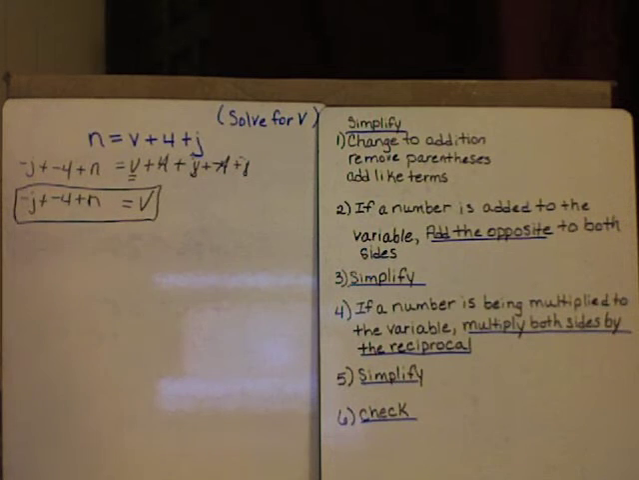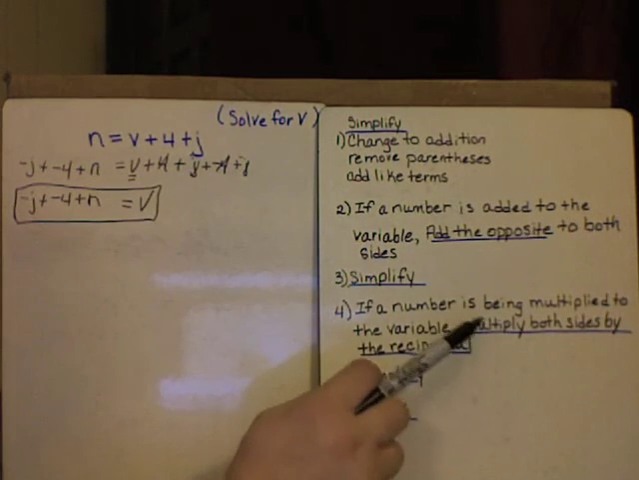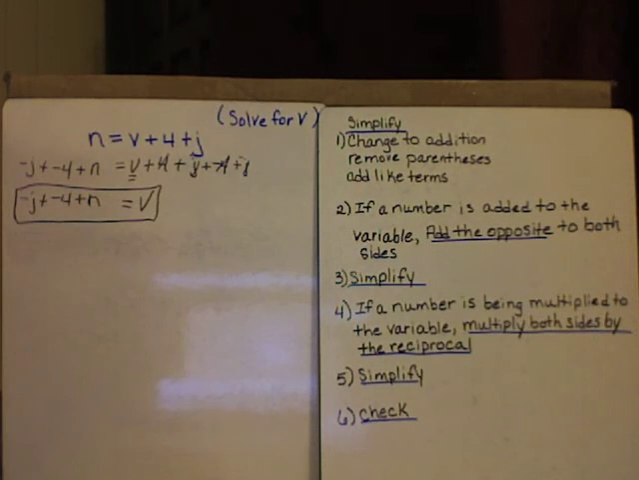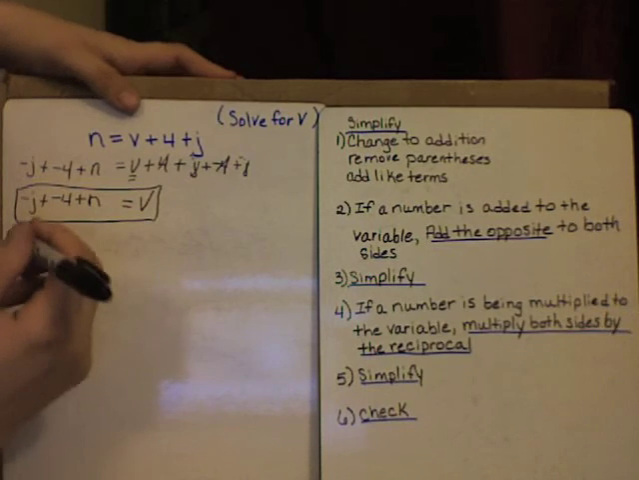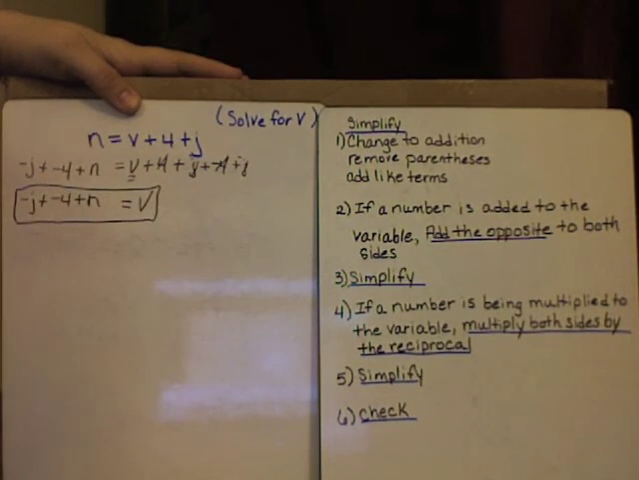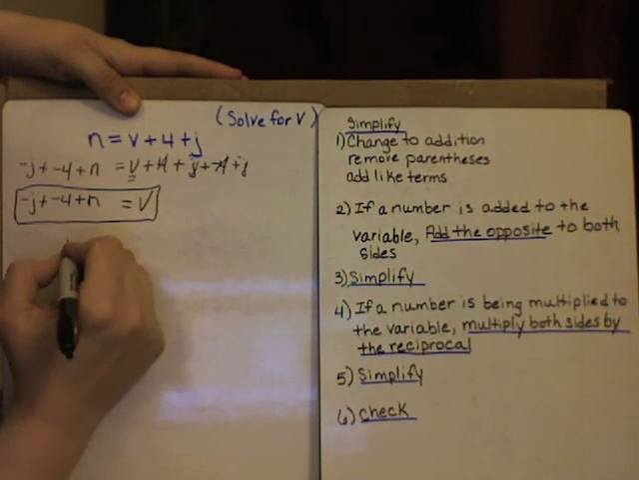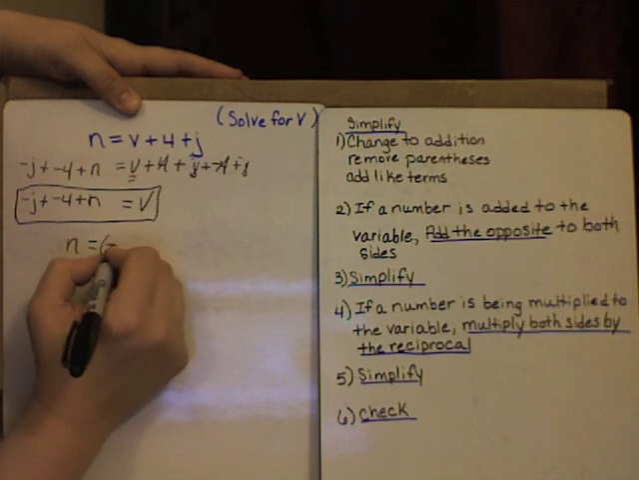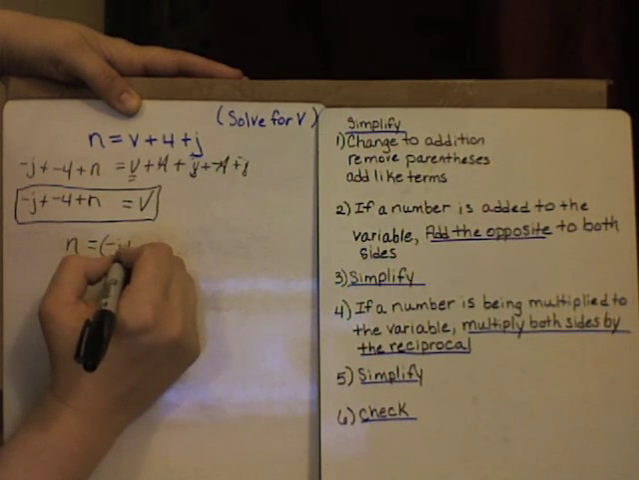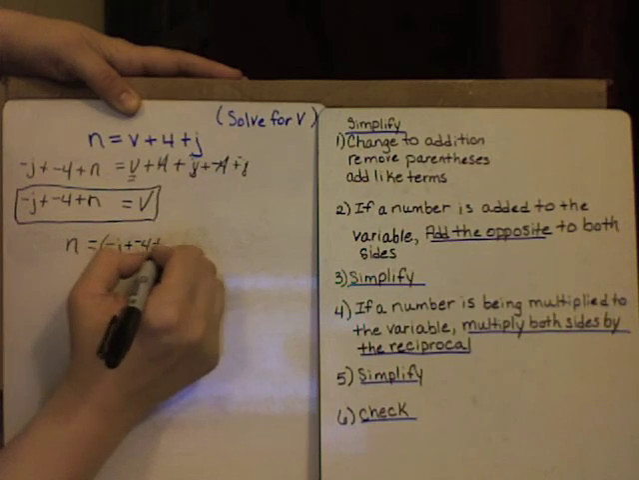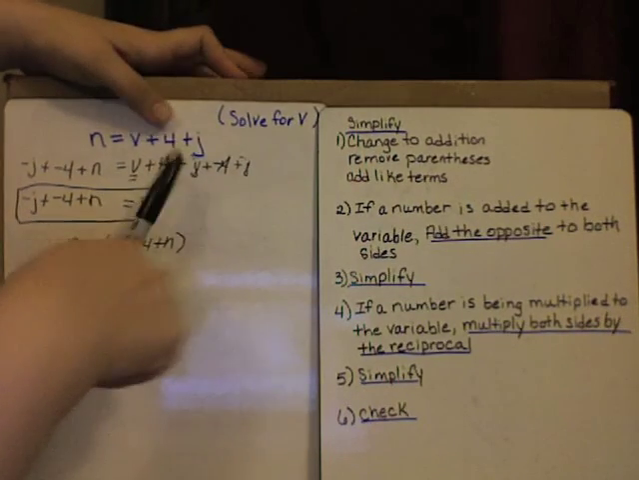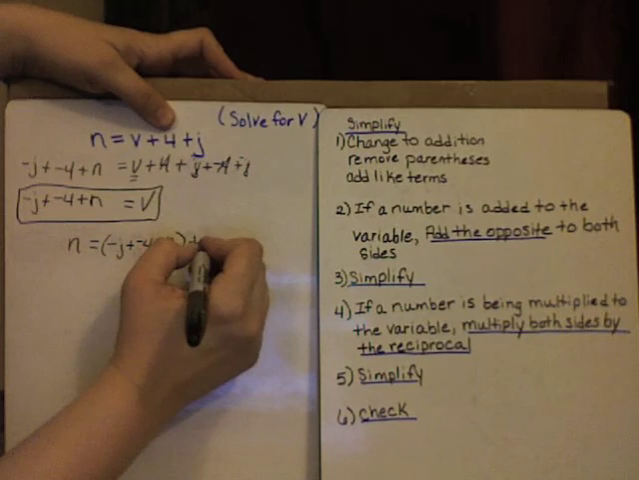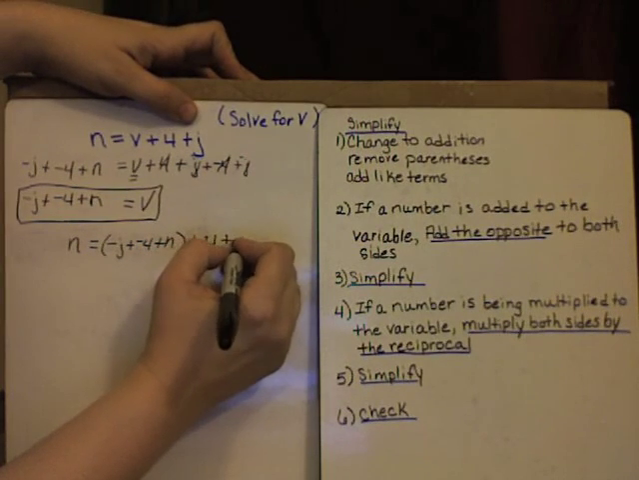We know that this is our answer because step 4 has to do with multiplication, and there is no multiplication in this problem, so therefore we are done except for the check. So in order to check it, we follow the same steps. We rewrite the problem, replacing the v with what v equals. So we'll write n, and then take the v out, and I'm going to put it in parentheses. Opposite of j plus -4 plus n. And then we continue writing the problem, plus 4 plus j.